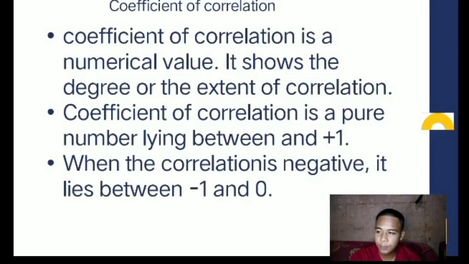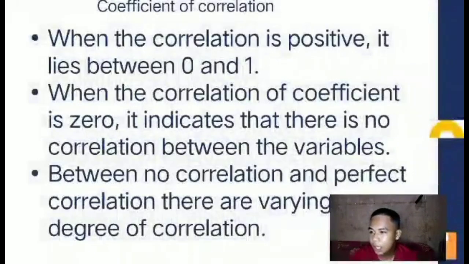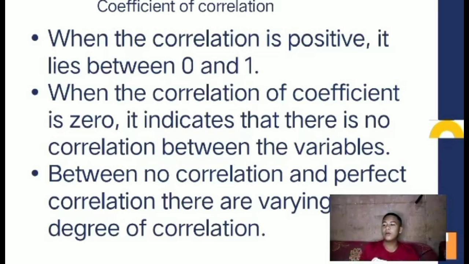Coefficient of correlation is a pure number lying between -1 and +1. When the correlation is negative, it lies between -1 and 0. When the correlation is positive, it lies between 0 and 1. When the coefficient of correlation is 0, it indicates that there is no correlation between the variables. Between no correlation and perfect correlation, there are varying degrees of correlation.